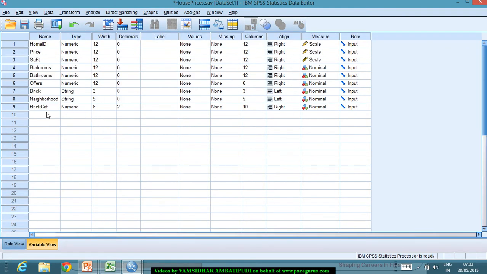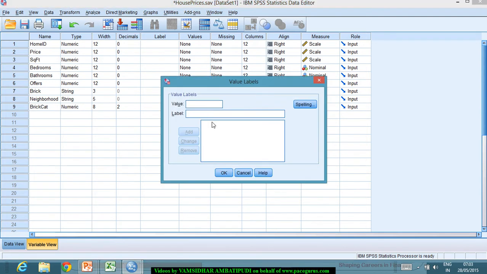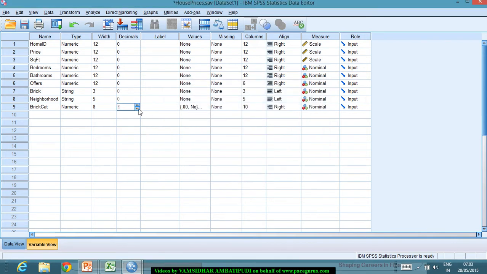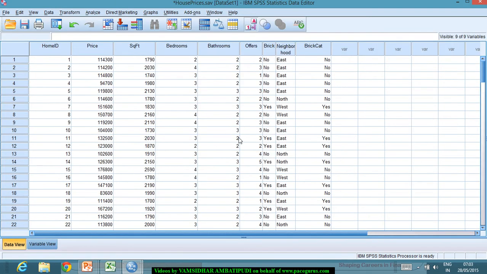For a better understanding, I come to this brick category and create a label saying 0 means no and 1 means yes. For a better representation, I'll not bother about the decimal. So here I am able to create a no, pointing to a 0, and yes pointing to a 1.